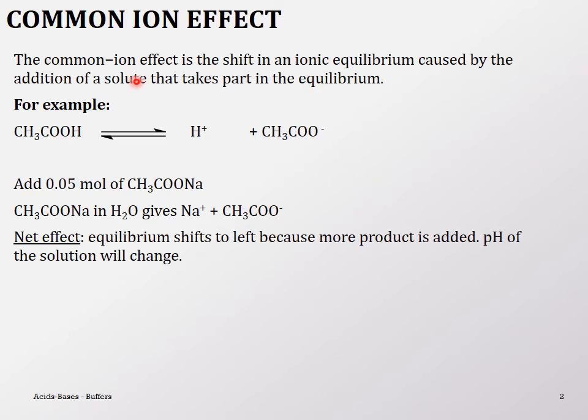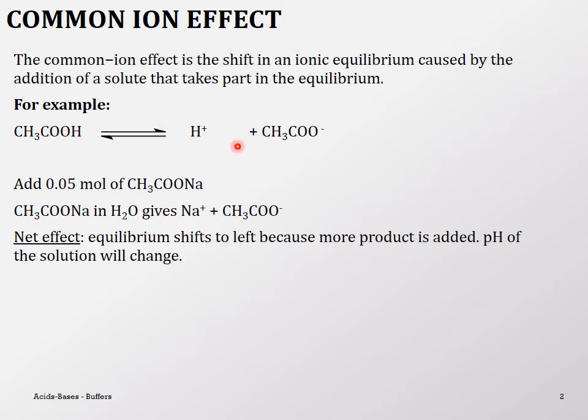So first of all, let's look at the common ion effect, which is a shift in an ionic equilibrium caused by the addition of a solute. What that means is that when you have a weak acid or a weak base, it's going to be in equilibrium, as we have learned, an acid-base equilibrium. Once it's in equilibrium, you can of course shift the equilibrium forward or back, depending on what you add to it. So for example, if you add a little bit of sodium acetate to this acetic acid equilibrium, the sodium acetate is going to give sodium ions and acetate ions in solution. Once you have those ions in solution, they're obviously going to change the equilibrium.